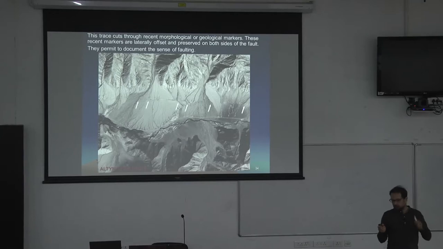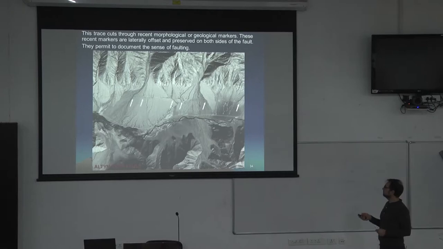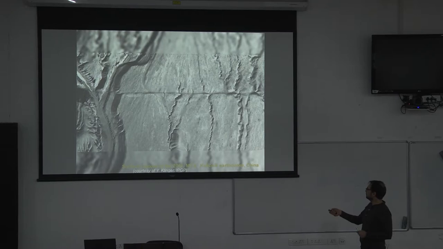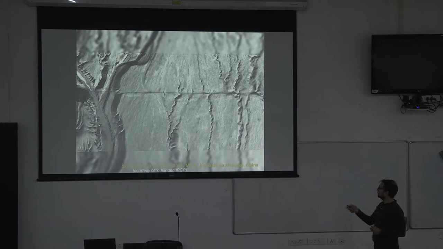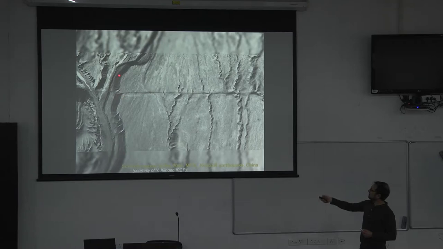Left lateral, yeah. So we can say that it is left lateral by looking at these kinds of markers. If we have a close-up, for example, on this fault, I think it's the Kunlun fault, again we see different markers. It can be a riser, a limit of a terrace. We see a nice displacement. Another limit between an old terrace and a younger terrace is here.